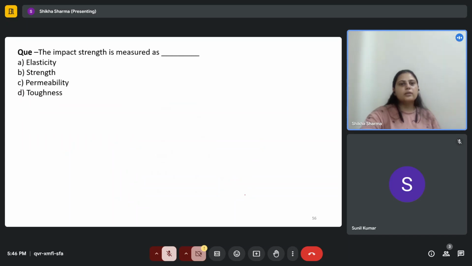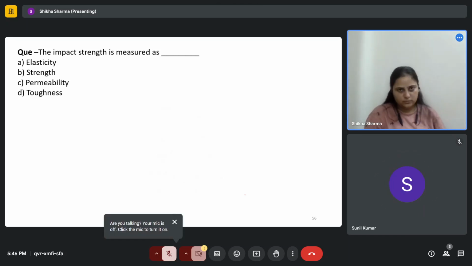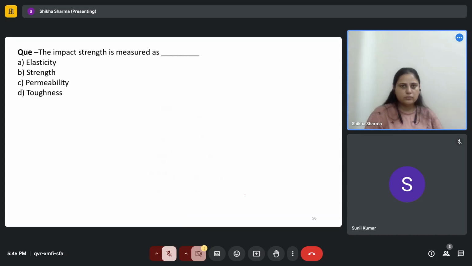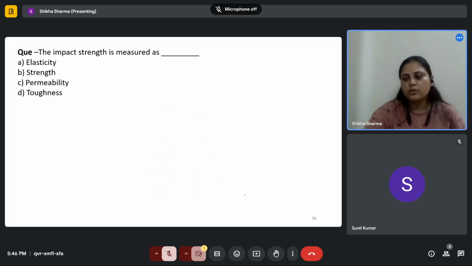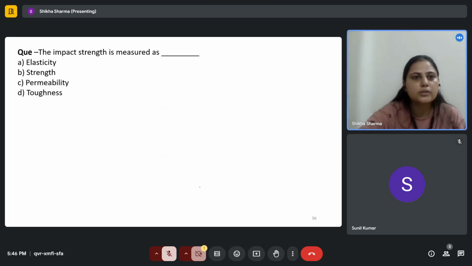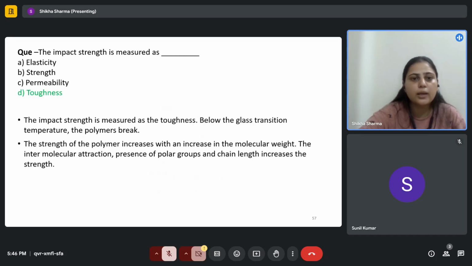Next is, the impact strength is measured as elasticity, strength, permeability, toughness. You are saying D is the correct answer, toughness. So, yes, you are correct. The impact strength is measured as toughness.